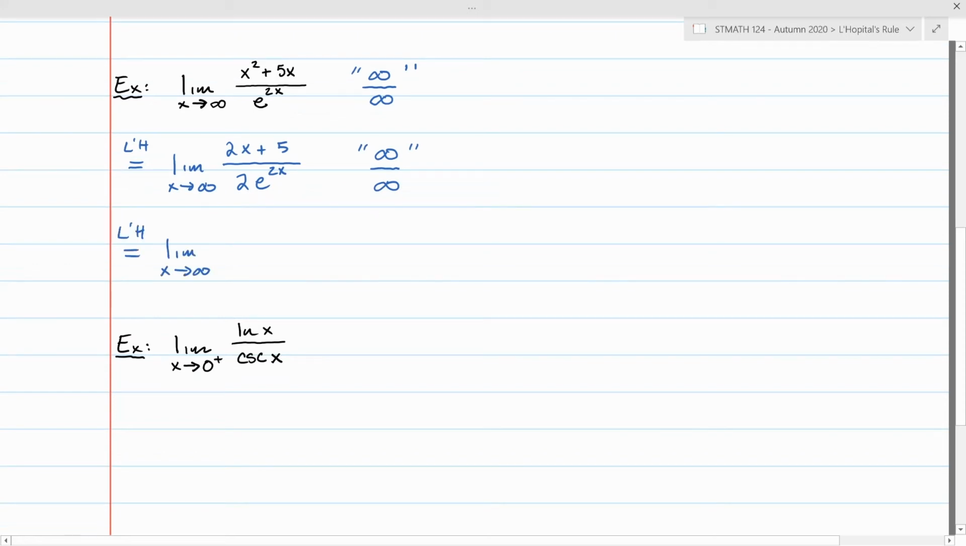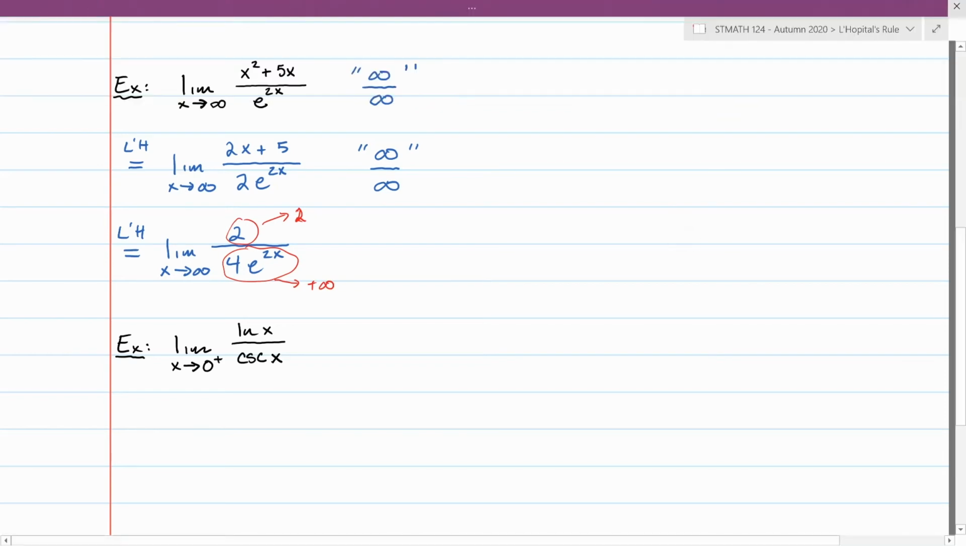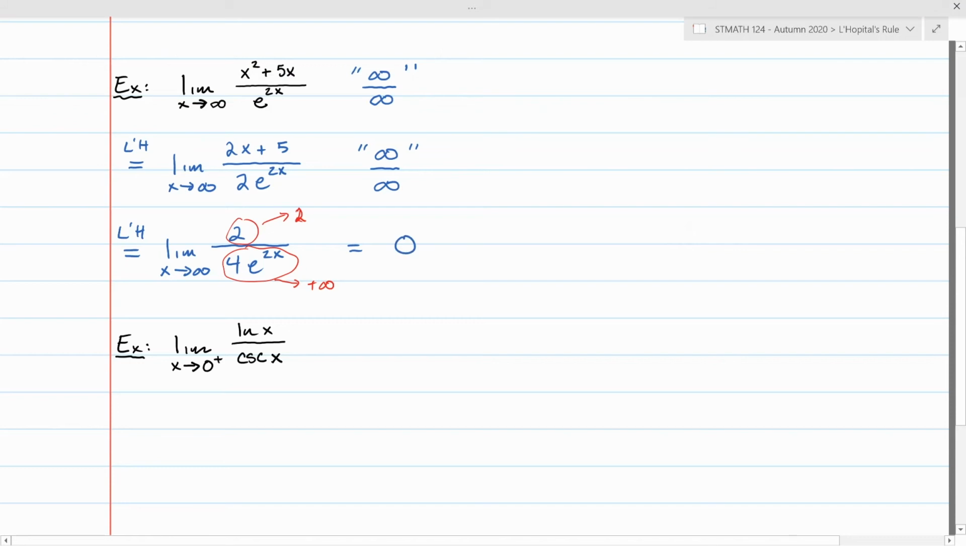Well, in the numerator, after I take the derivative, I'd get 2, and then in the denominator I would get 4e to the 2x, and now the numerator is not going to infinity anymore, so we no longer have an indeterminate form, infinity over infinity. The numerator is going to 2, but the denominator here, as x goes to infinity, is going to positive infinity, right? So when you take 2 and you divide by a giant positive number, you'd get something close to 0. So the answer here is 0.